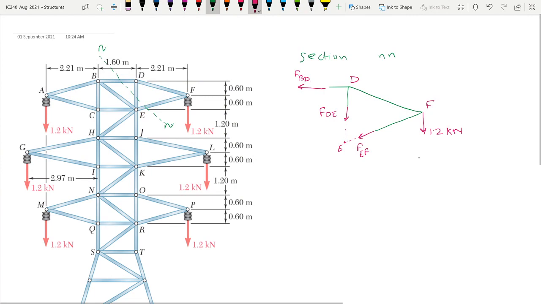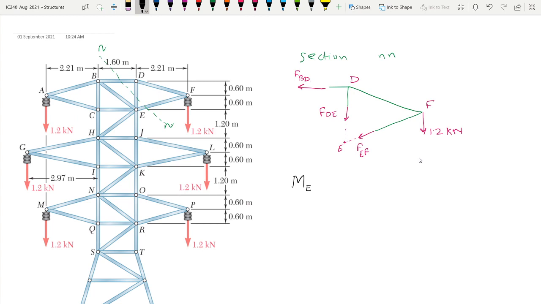Now from this diagram, I can write summation of Fx equal to 0, summation of Fy equal to 0, moment equal to 0. By the way, the first thing is to count the number of variables. So we have 3 unknowns, FBD, FDE, FEF. And it's a 2D truss, so it makes sense. So we have 3 unknowns, 3 variables, that's fine.